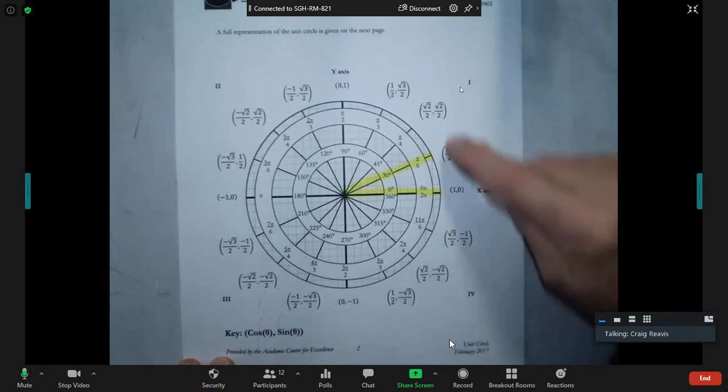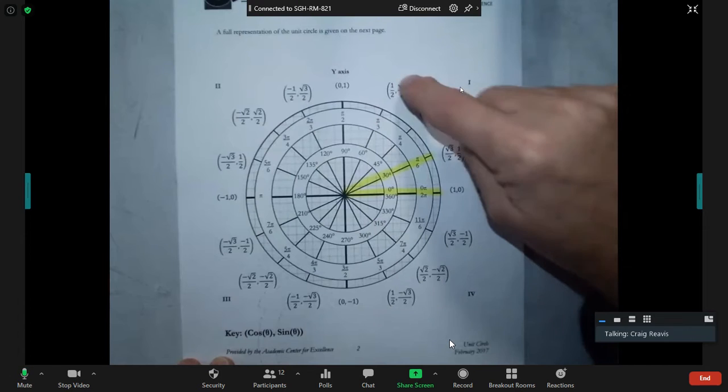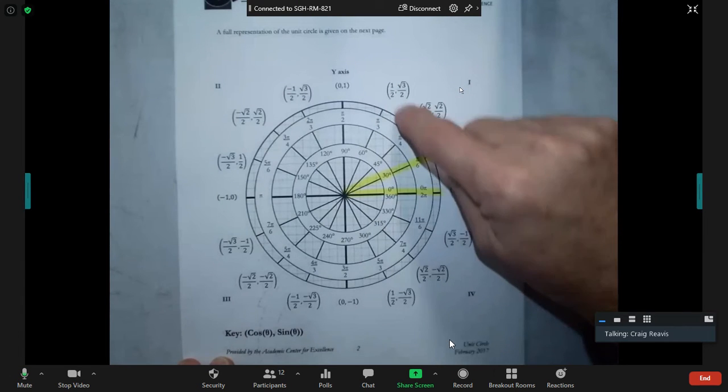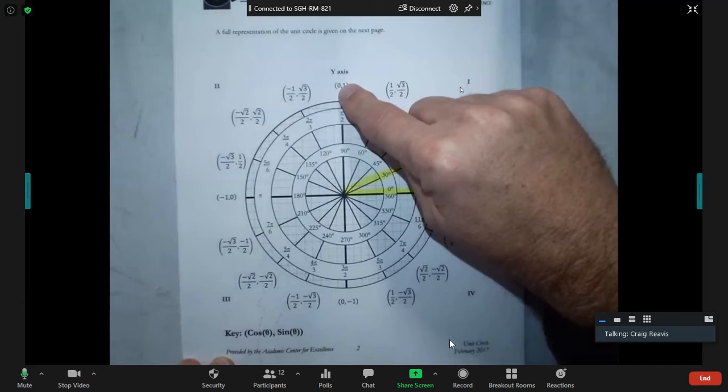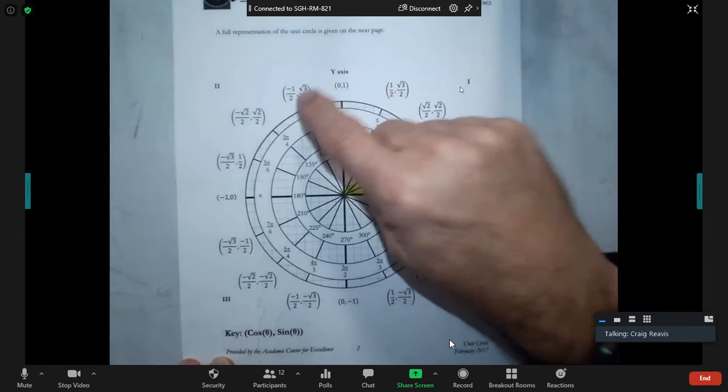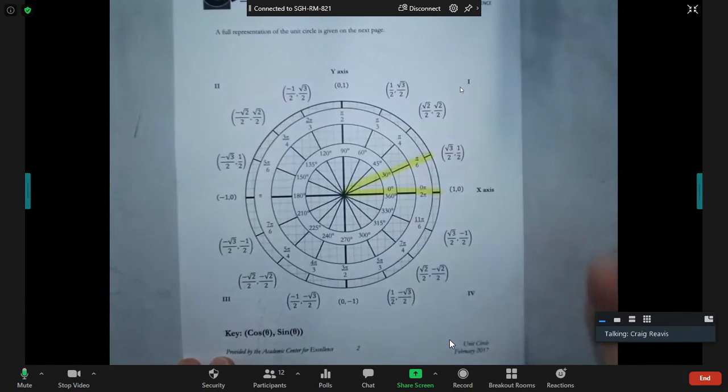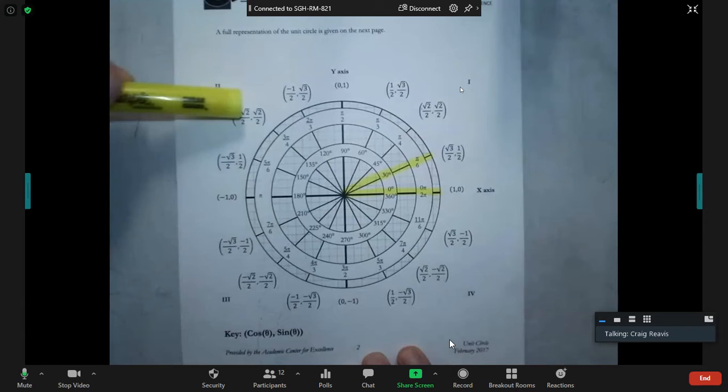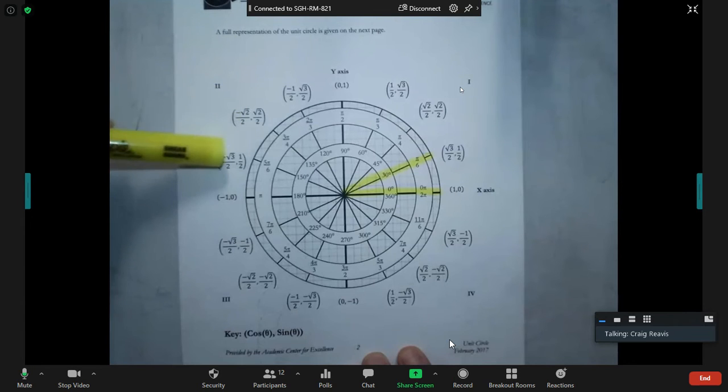Square root of 3 over 2, square root of 2 over 2 is 45, 1/2 is 60 degrees, and then it goes to 0 for 90 degrees. Those numbers are the same 4 numbers that keep repeating. As we go back around the other side, it's negative 1/2, negative square root of 2 over 2, negative square root of 3 over 2. All right.